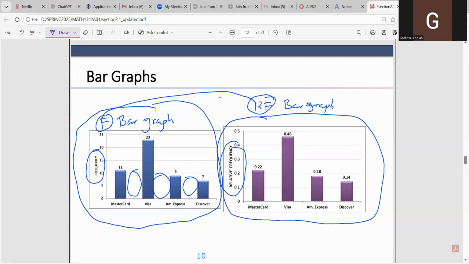For bar graphs, both frequency and relative frequency bar graphs, you always want to make sure that the rectangles are separate from each other and there's space between them, so that you can clearly see that each rectangle represents a specific category in the data. All right, so please let's take note of that.